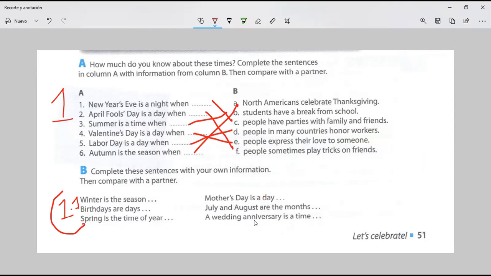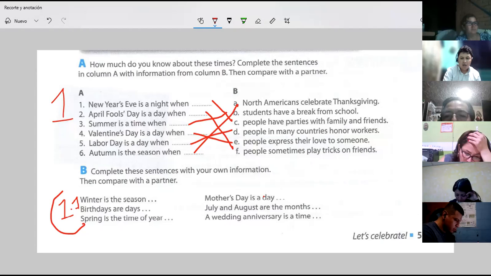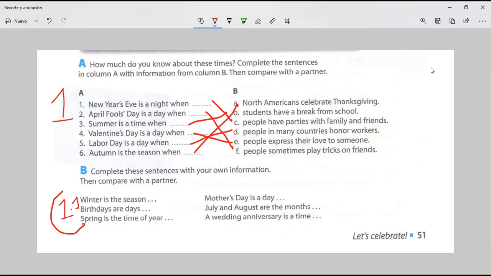Now, people were also telling me a wedding anniversary is a time when you can remember the good and the bad times as a couple or as a family. Nice. Are there any questions about this? ¿Hay alguna consulta para esto? No?